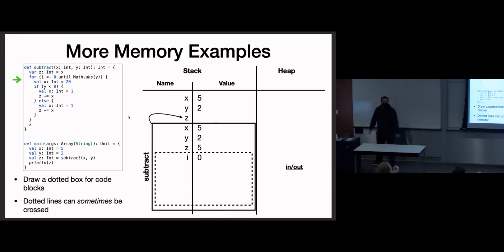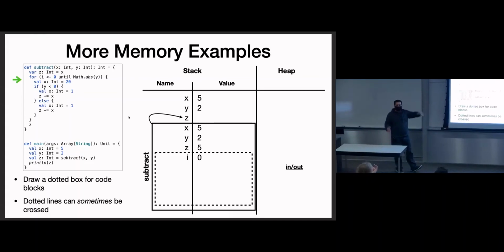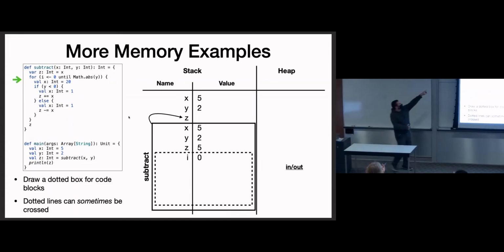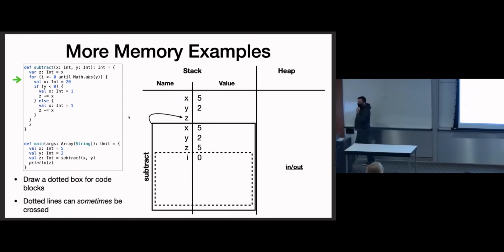Yeah? So the code block is just the for loop? It's just the for loop in this function? Yeah, for this case, we'll get to the if statement too. We'll have a code block inside a code block. But right now, it's just the for loop at this moment. So the green arrow will show you where we're at during the execution. We just started the for loop.